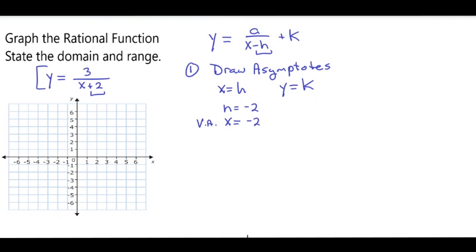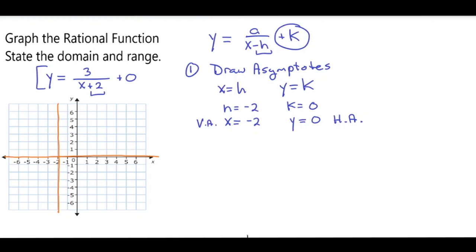All right, and in the place of k off to the side here in our function, there's nothing. So I will say that this is plus 0. So k is equal to 0. That means that y is equal to 0, and this will be our horizontal asymptote. So now I draw my asymptotes at x equals negative 2. That'll be right there. And my horizontal asymptote will be at y is equal to 0, which is the x-axis.